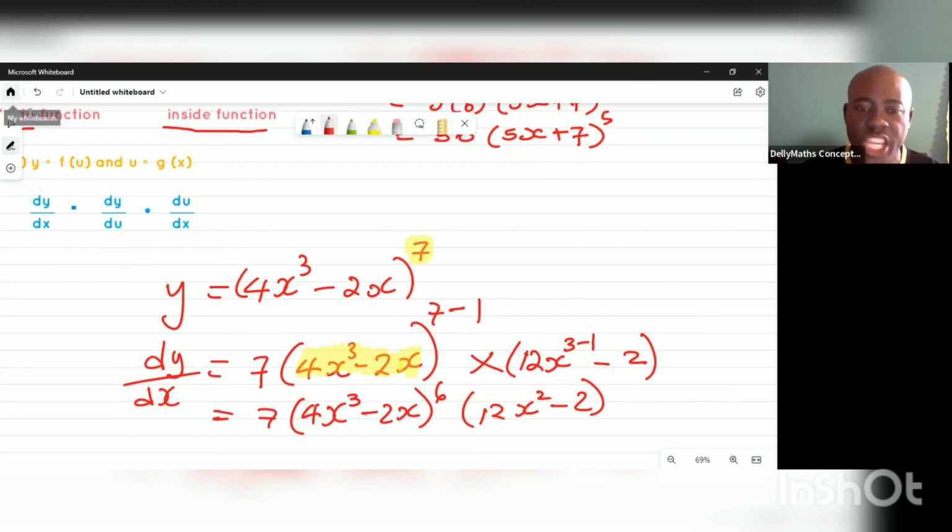That's the chain rule. We take the derivative of the outside function, then you go inside and you take the derivative of the inside function, and that's pretty much it. All right.